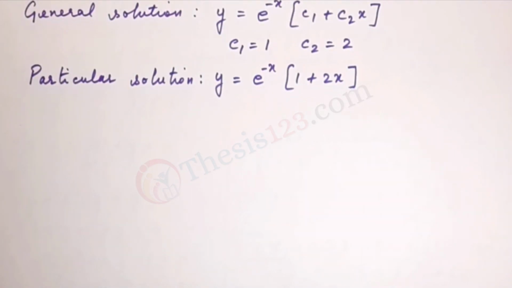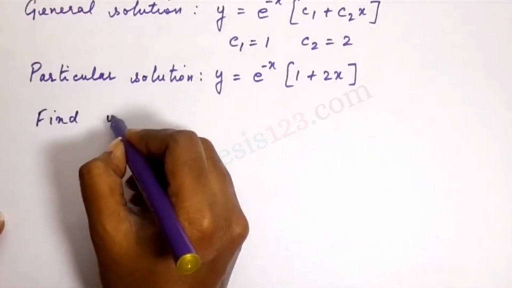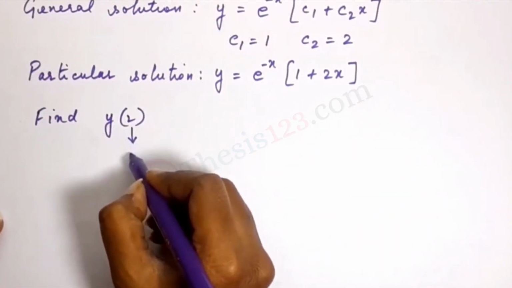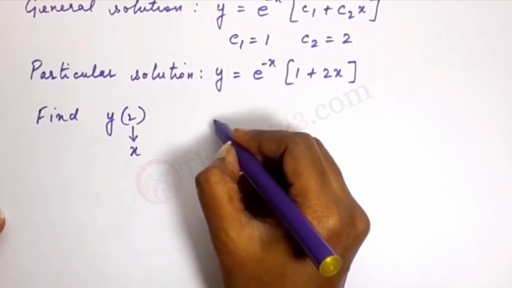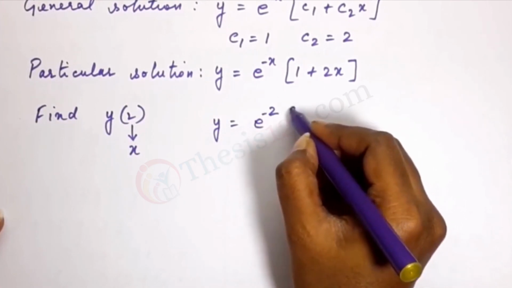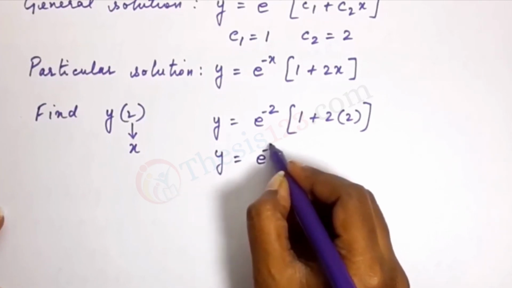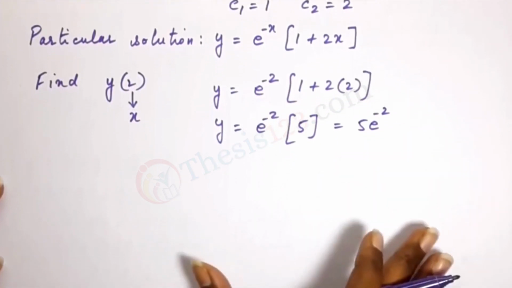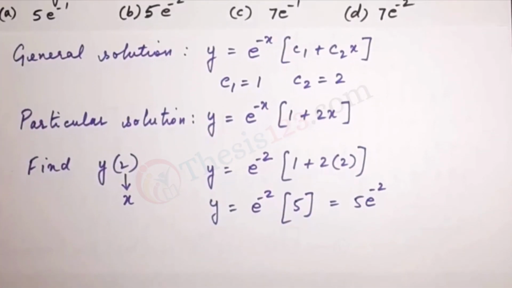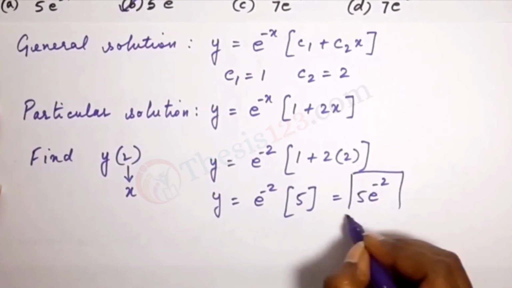Alright, now the question says that we are supposed to find y of 2. So the value of x there is 2. So here this is the value of x. Now let's substitute this x over here and see what we get. We get y is equal to e power minus 2 into 1 plus 2 times 2. So that's y equals e power minus 2 times 5, 5 e power minus 2. And 5 e power minus 2 is option B. That's your final answer.